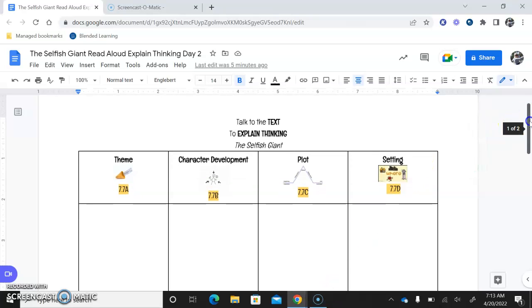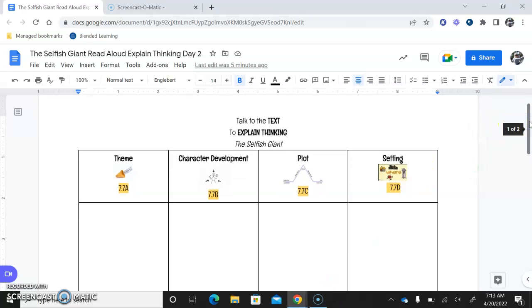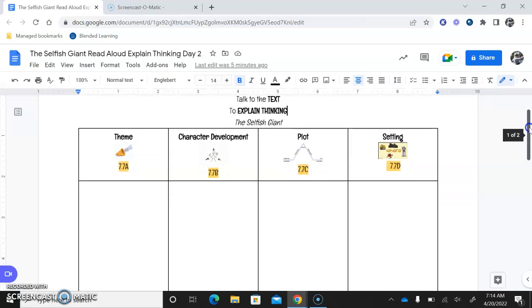Okay, so what I'm going to do today is, yesterday's video was about how to make meaning out of what you read. Today is focusing on explaining your thinking. So, another way to get deeper into the meaning of a text. And I'm going to fill out this graphic organizer. I'm going to use my screen this time instead of handwriting it. It might be a little easier to read.